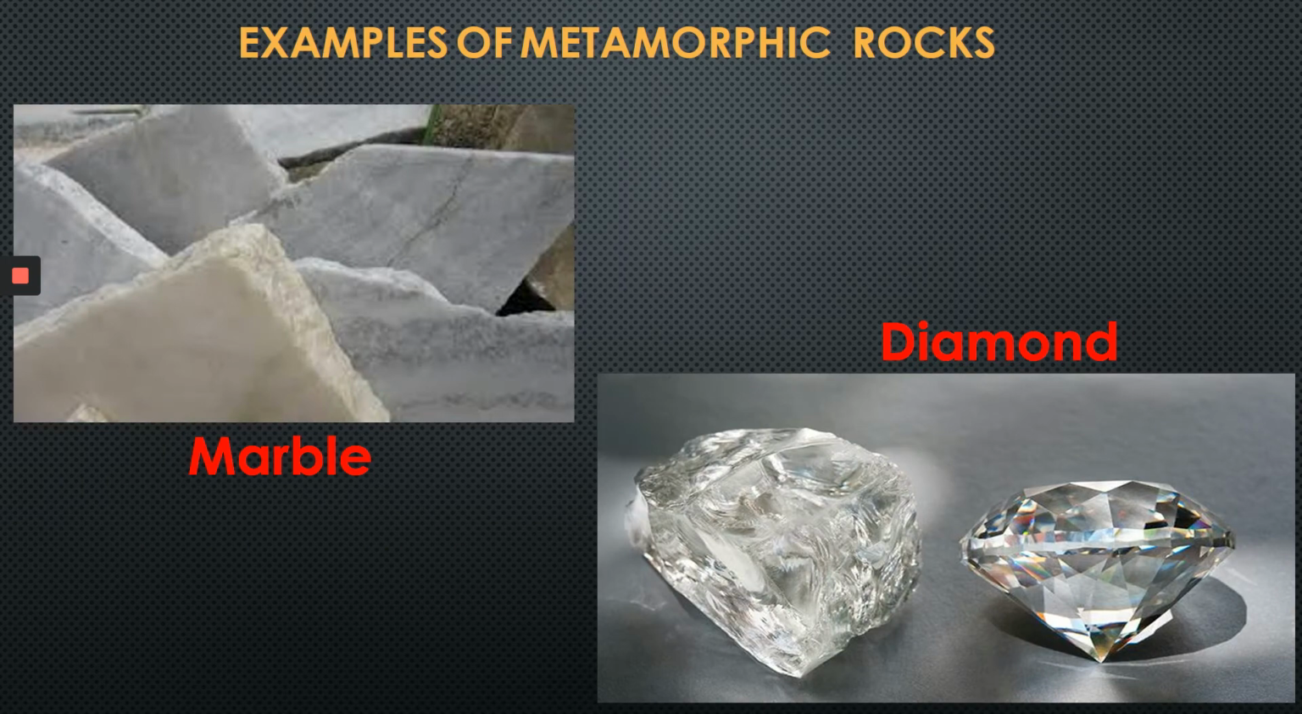Here's an example. You see here marble. Sometimes there are marble countertops or marble tables, or you might drive past a store and see a marble slab. Now diamonds. Here's an uncut diamond versus a cut diamond. Believe it or not, diamonds are a metamorphic rock.